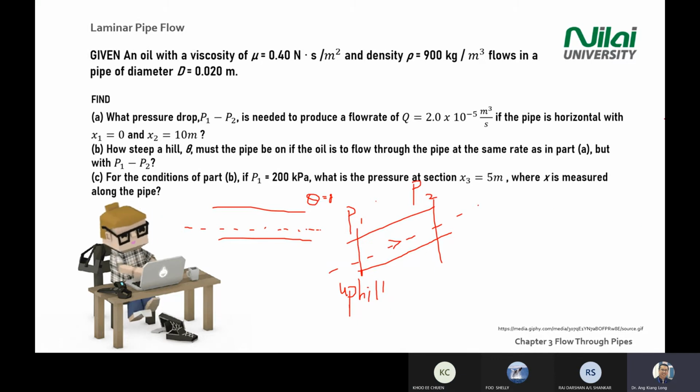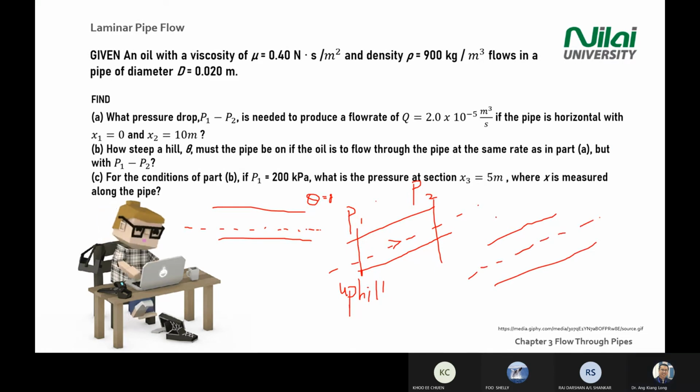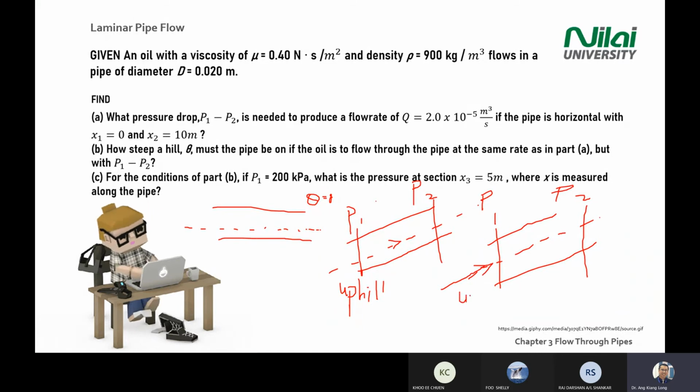Okay, I repeat the question. Now you have a pipe going like this. You have two pressures there, pressure 1 and pressure 2. Now you want the water to go uphill. Raj, you tell me: should pressure 1 be higher or pressure 2 be higher? What do you think? I think pressure 2, sir. Pressure 2 higher.